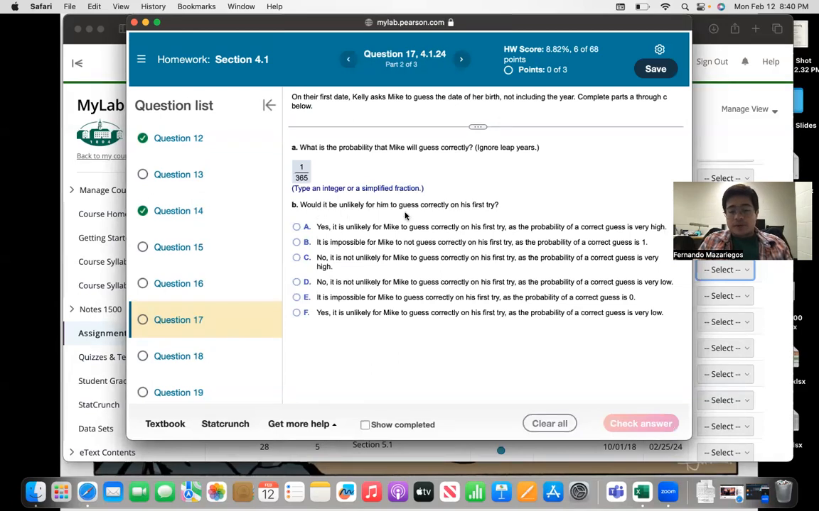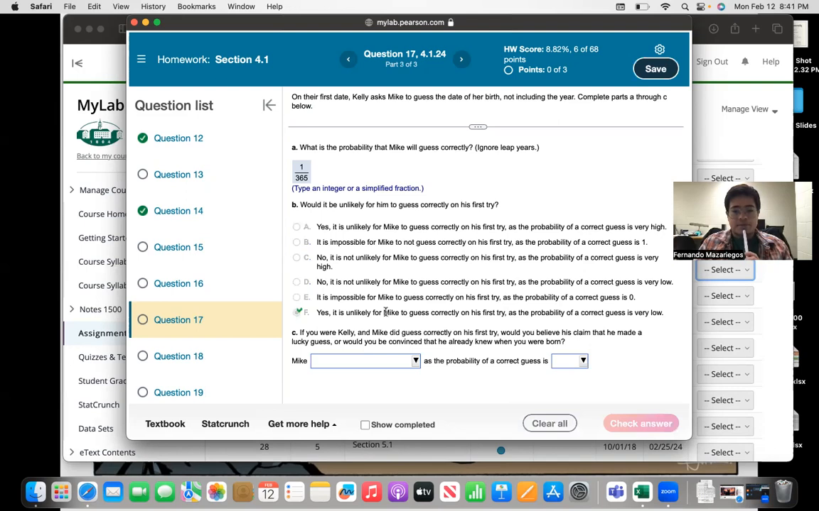Would it be unlikely for him to guess correctly on his first try? If we approximate this as a decimal, that's 0.0028. That means that it's less than 1%. So it is not likely. It is unlikely for Mike to guess correctly on his first try, as the probability of a correct guess is very low. It's not impossible either. So it is unlikely.